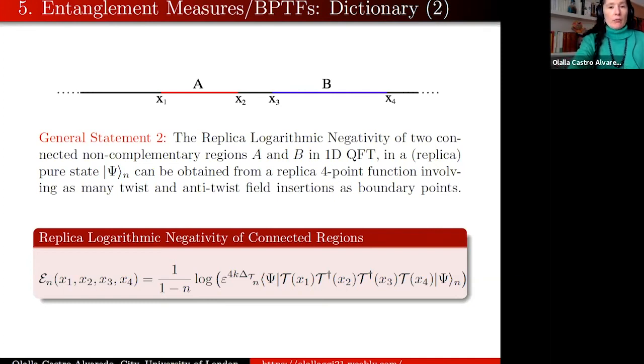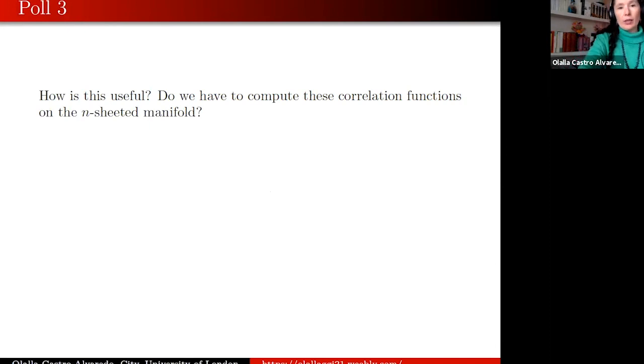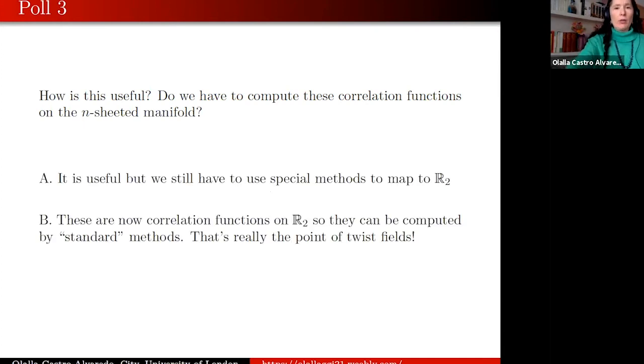So if we take these definitions, I have a little poll. I just want to ask you something about these correlation functions before I go on. So how is this useful? Well, in a way, I already told you. There are many techniques in QFT to compute correlation functions, but do we have to compute these correlation functions on that n-sheeted manifold, that complicated manifold, or is there some simplification?